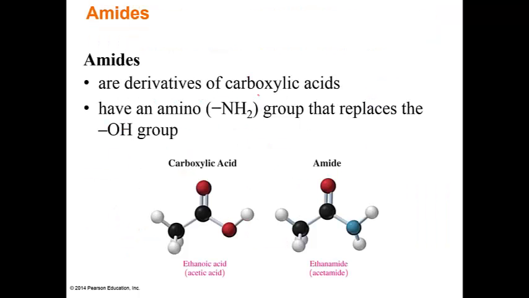Amides are derivatives of carboxylic acid. They have an ammonia group, or amino group, NH2 group, that replaces the alcohol group in those groupings. Okay, so carboxylic acid, and then this is amide. All right, and we talked about nylon polyamide, so obviously it's got that amide functional group.